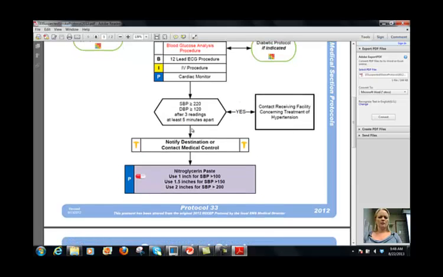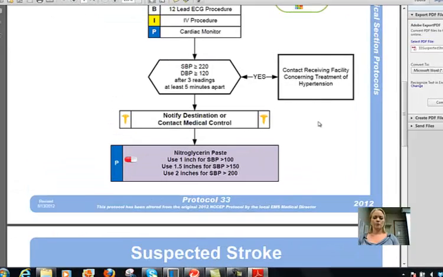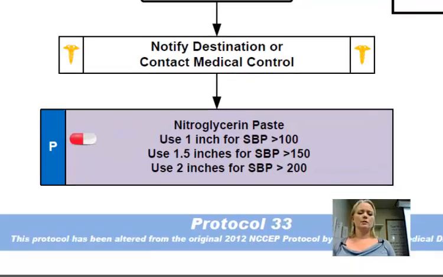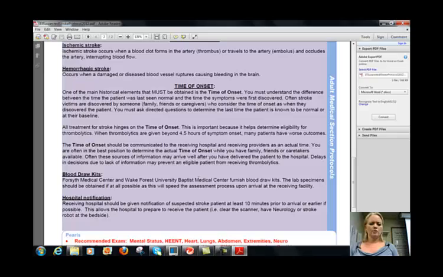And then there is the nitro dosing on here for blood pressure reduction for suspected stroke, whether it's ischemic or hemorrhagic, you can still use nitro. And then there's a lot of information on here about stroke.